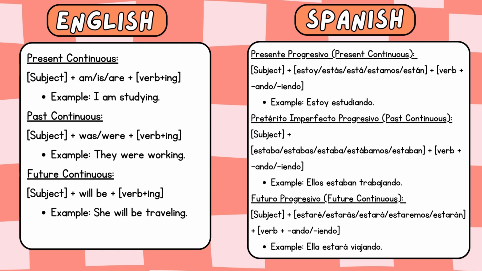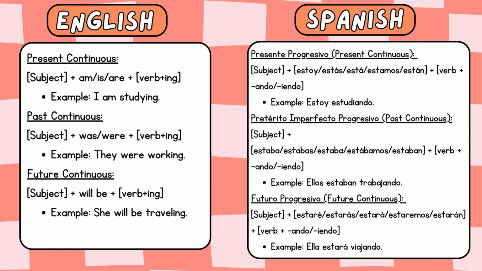In English, we have three: present continuous, where in its structure we find a subject plus the present form of the verb to be plus the verb with the ing. For example, I'm studying. We also have the past continuous, which contains a subject plus the verb to be in the past, which will be was or were, plus the verb with the ing. For example, they were working. And lastly, we find the future continuous, which contains the subject plus the verb to be in the future, will be, plus the ing form. For example, she will be traveling.